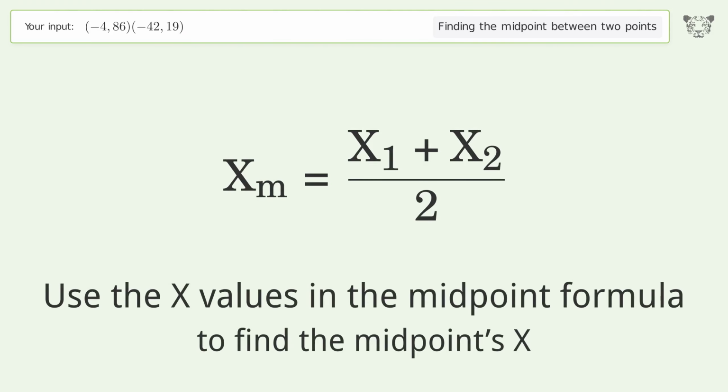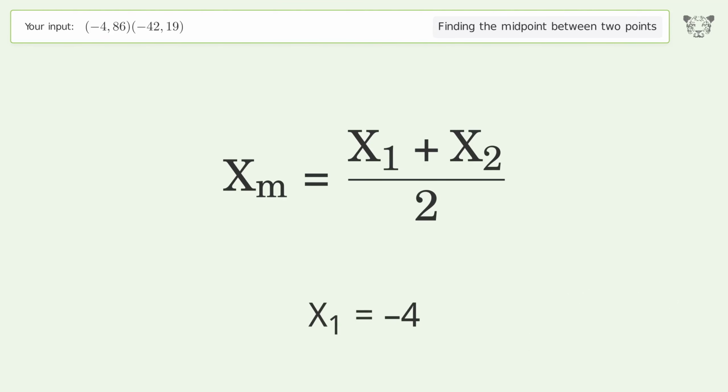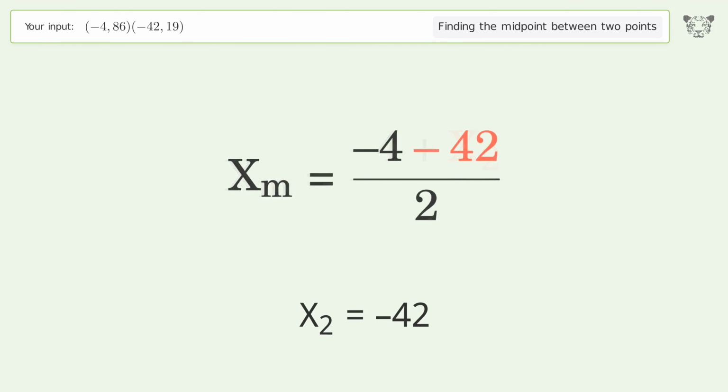Use the x values in the midpoint formula to find the midpoint's x. x1 equals -4. x2 equals -42. Simplify the arithmetic.